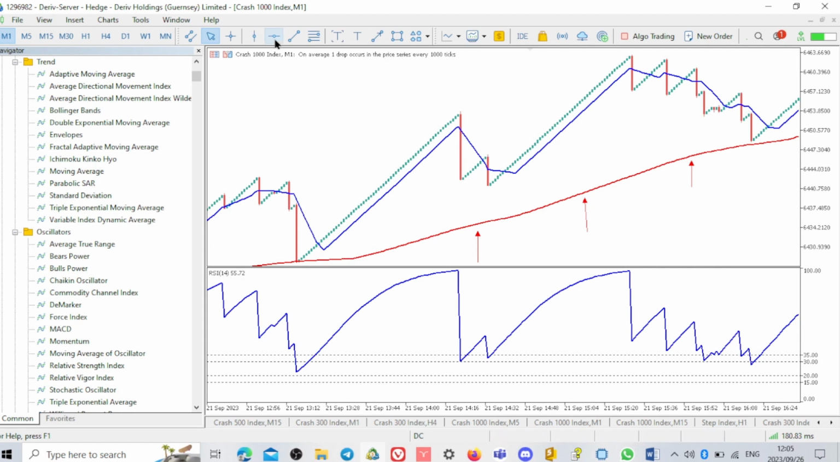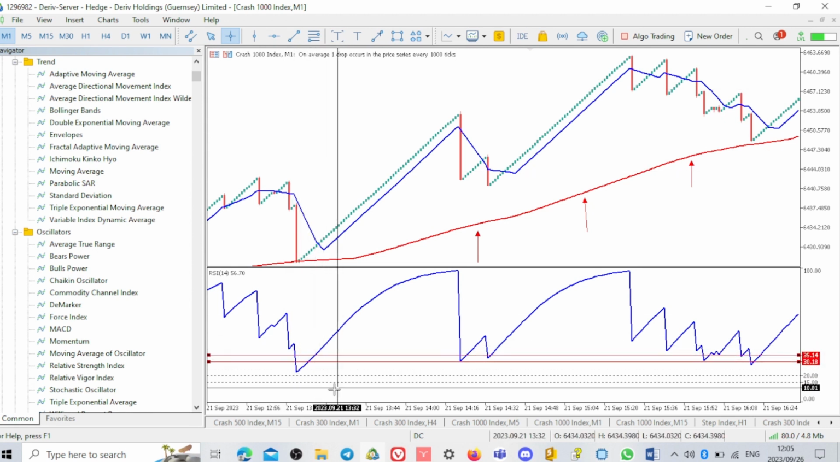So the first thing that we're going to do is check. When price is above the 200 exponential moving average, which is our red line, we have the following levels on the RSI. We're going to be using our RSI as the first confirmation. Then the second confirmation is going to come from the 12 simple moving average, the blue line that we have here.